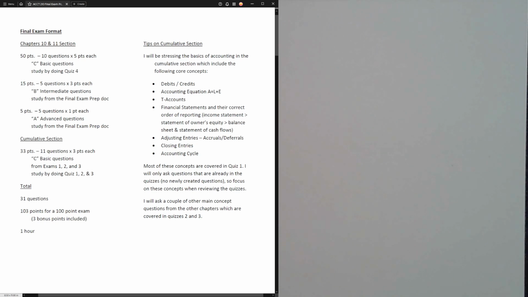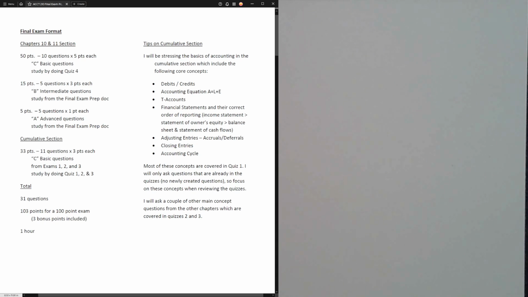Now, because it's only 2 chapters, it is 30 questions in this quiz. So I will be choosing 10 of the 30 questions, and they are 5 points each. Remember, that's a double-edged sword. I'm giving you these questions so you know them beforehand, but please make sure you get them because that'll be the bulk of the points on the test. There are going to be 5 B questions and 5 A questions.